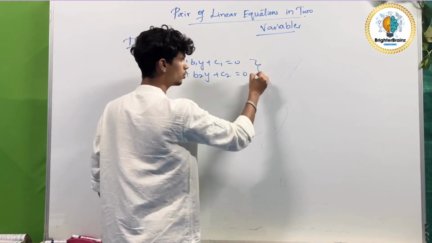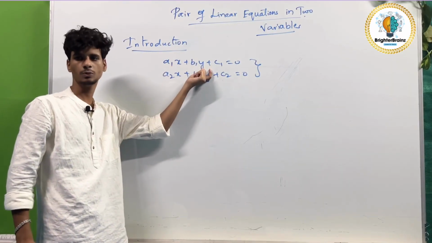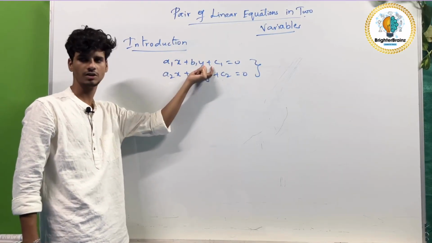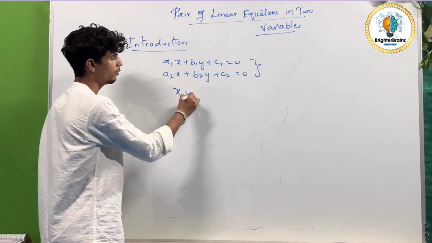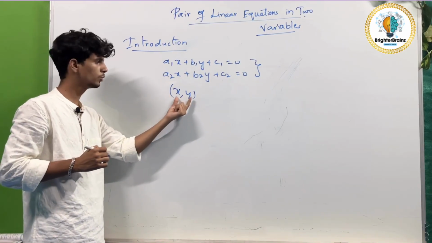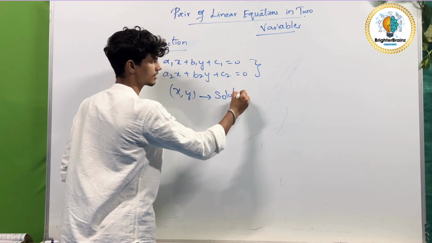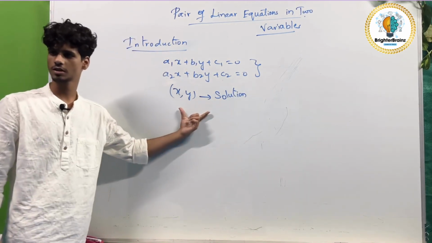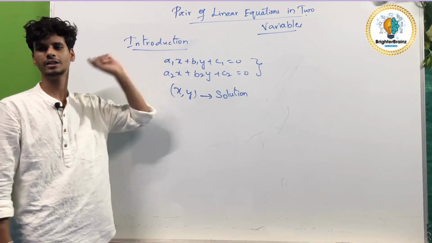So these are two linear equations which have two variables. These are the same two variables, x and y. Here x comma y, this ordered pair of the two variables, is known as a solution of the linear equations. What do we call it? Solution of the linear equation.